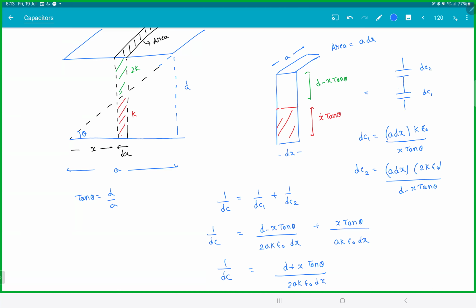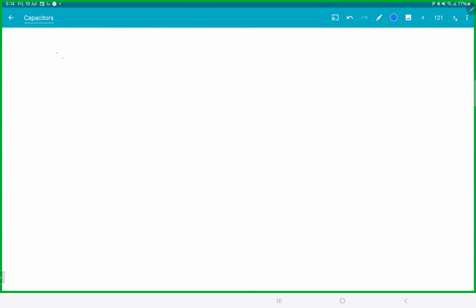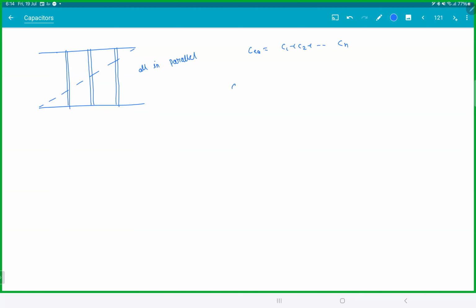Now all these pieces are in parallel, so I can add the dC, I have to do an integral. Remember, these are very thin strips, all in parallel. We know that in parallel it is C1 plus C2 and so on, so the equivalent would be the integral of dC. So you have to be careful. If they're in series, then you have to integrate 1 by dC equivalent.